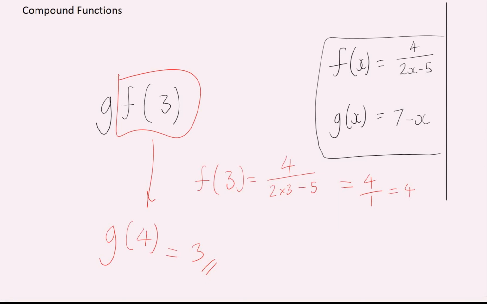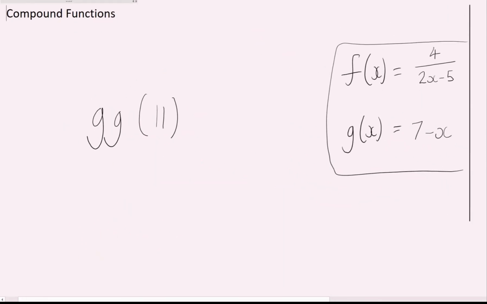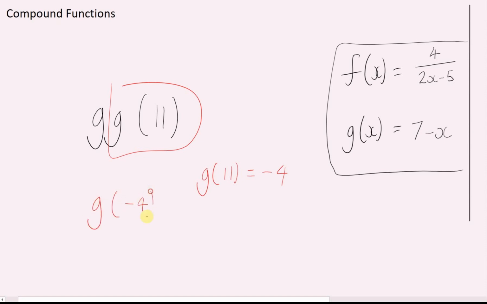Okay. Sorry, there's one more example, so 2 more examples. You can do a function with itself. So gg of 11 means plug 11 into g, and then put the answer back into g again. So g of 11 would be 7 take away 11. That's going to be minus 4. We now need to do g of minus 4. So 7 minus minus 4. 2 minuses make a plus, so that gives us 11 again.